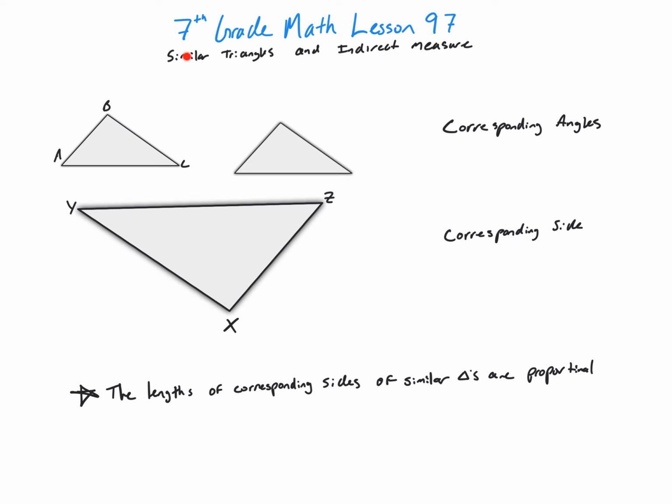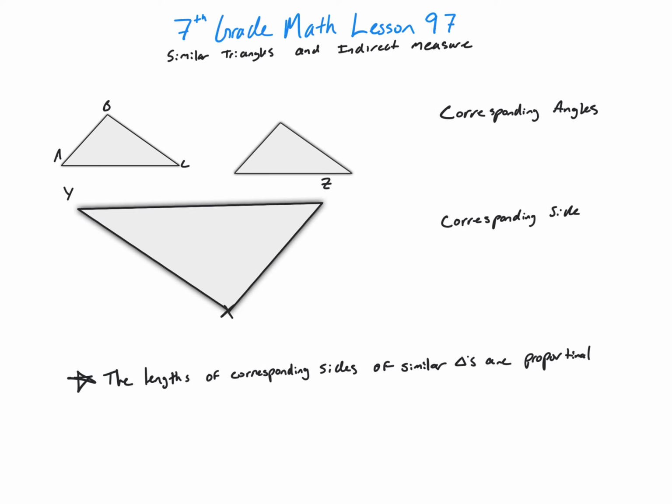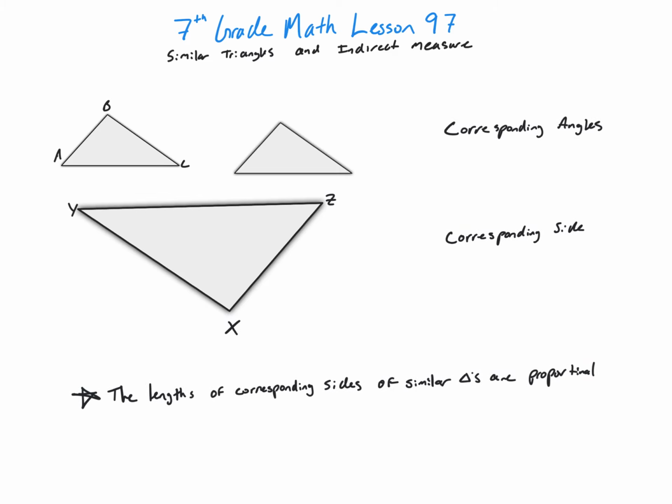So first off, we need to talk about what similar means. We've learned the word congruent already. Congruent is when shapes are exactly the same size. So this triangle right here and this triangle right here, they're exactly the same size and the same shape. So we call these congruent triangles. But this one here and this one here are the same shape, but not necessarily the same size. So that means we would call these similar to each other. So this triangle is similar to this triangle.